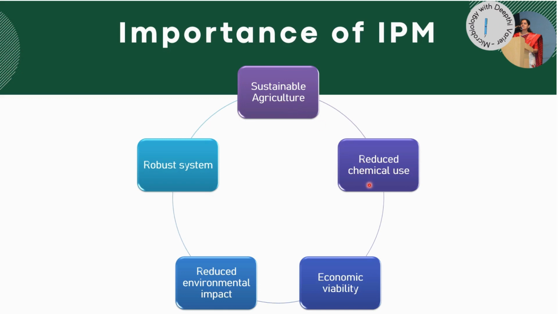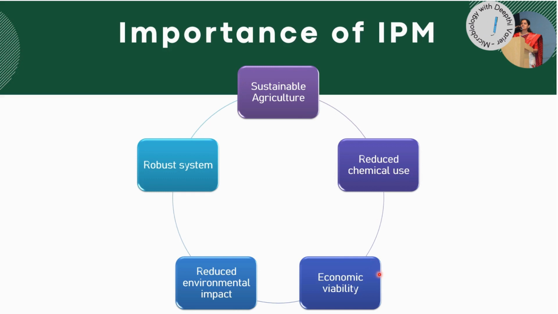It definitely ensures that there is reduced chemical use. Because you are integrating other practices also, yes, you may need to use chemicals, but not as much as if it were only chemical pesticides. So you're definitely reducing the chemical usage. Thus, you are minimizing the residue of the chemical in water, soil, in the environment. So it's actually benefiting human health as well as the environment, the ecosystem.